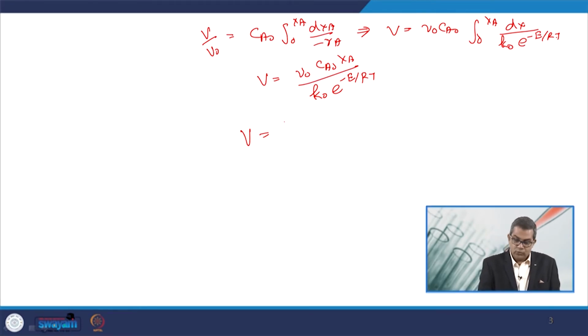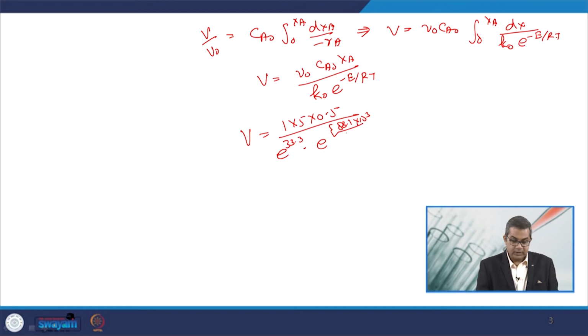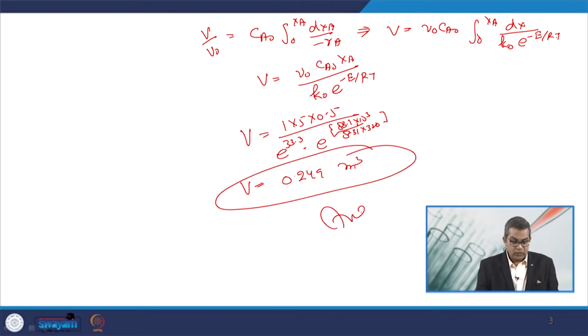If we substitute all the values, we can find the volume of the plug flow reactor as V is equal to 1 into 5 into 0.5, if you recall the problem, divided by e to the power 33.3 into e to the power minus 83.1 into 10 to the power 3 upon 8.314 into 320, where 320 is the given temperature. Now V is equal to 0.249 meter cube. This is the volume for the plug flow reactor.